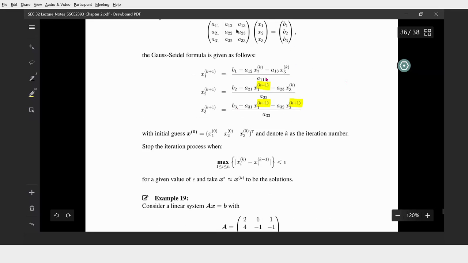Okay, if you don't put the k superscript here, you don't put the k plus 1, k plus 1, only 1 mark. You lose 1 mark for that. So you need to put the correct coefficient values, as well as the iteration notation, because that iteration notation differentiates whether it is Gauss-Seidel or Jacobi.